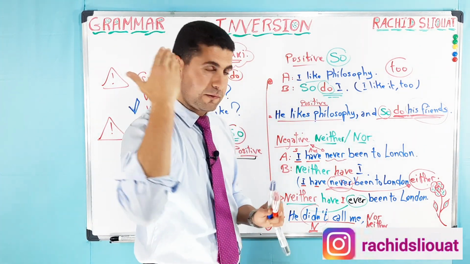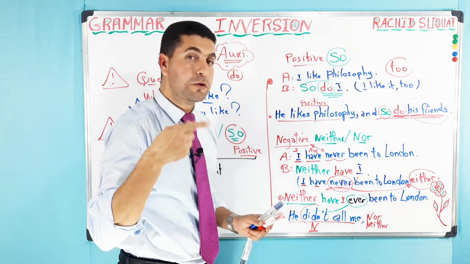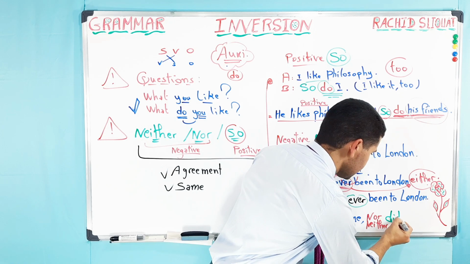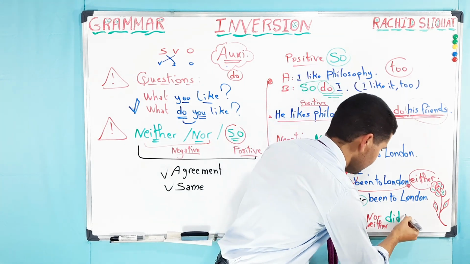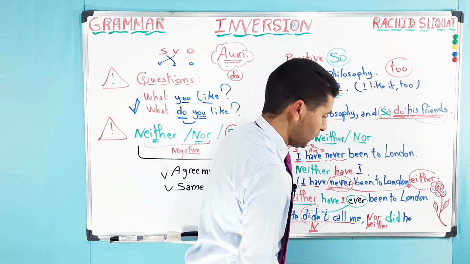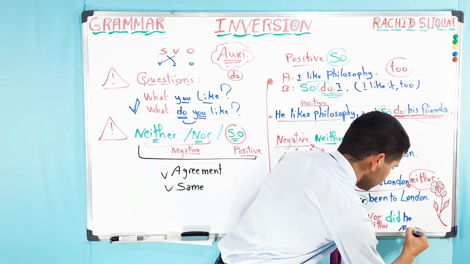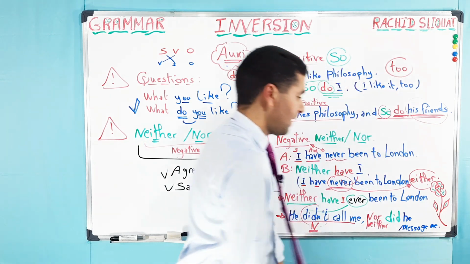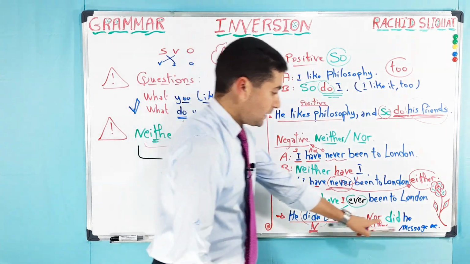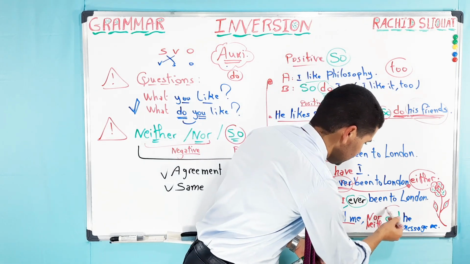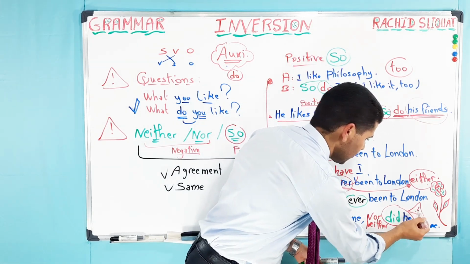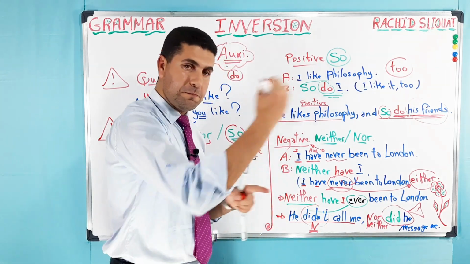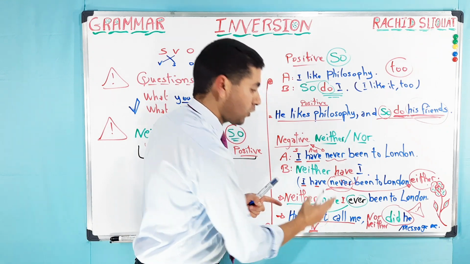Now here, as you can see, he didn't call me. Here we are talking about the past. So the auxiliary verb is going to be in the past. Neither did he, for example, message me. Okay? Message me. Neither did he. Again, there is inversion here. Why? Because we have neither and nor. This is after a negative clause.